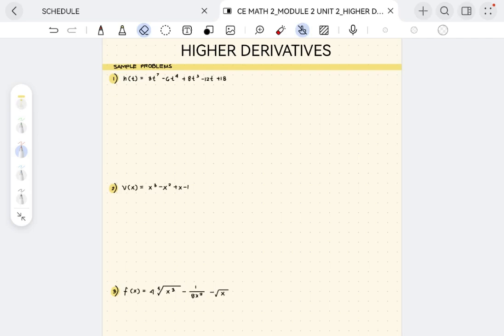For CE 1102 Module 2 Unit 2, we will talk about higher order derivatives. So here, for the sample problems, let us try to derive the given equations into its fourth derivative. For sample problem 1, let us try to derive it on its fourth derivative.